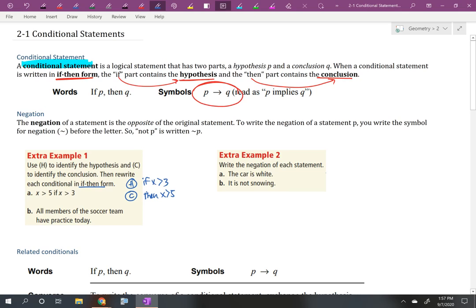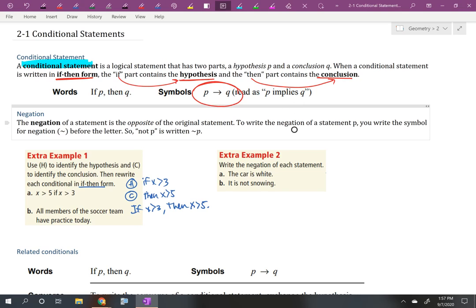So I will do that for the first one here if you want. I will say if X is greater than 3, then X is greater than 5. Now you could decide if that's true or false. And they don't actually ask us, so I'll let you just wonder. And I hopefully think you know the answer to that. Maybe I'll ask it in the quiz.